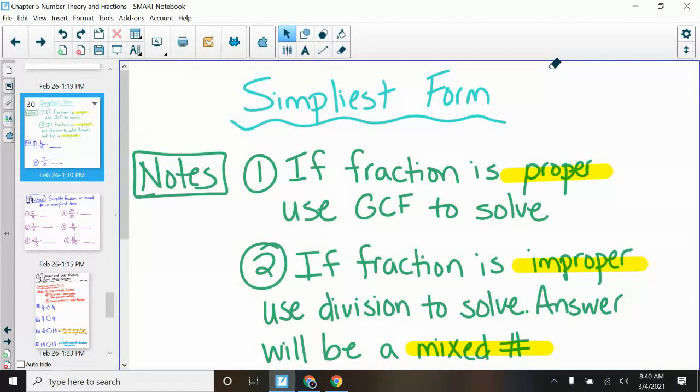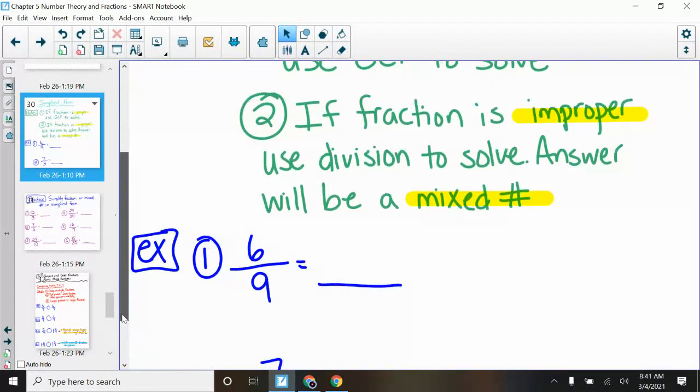The second little note that I'm giving you tells you that if the fraction is improper, which we kind of played with yesterday, you're going to use division to solve and your answer will become a mixed number. You did that last night. The only difference that you have to notice is that when you turn it into a mixed number and you get that fraction, sometimes the fraction, which is then a proper fraction, needs to get put into simplest form as well, okay?